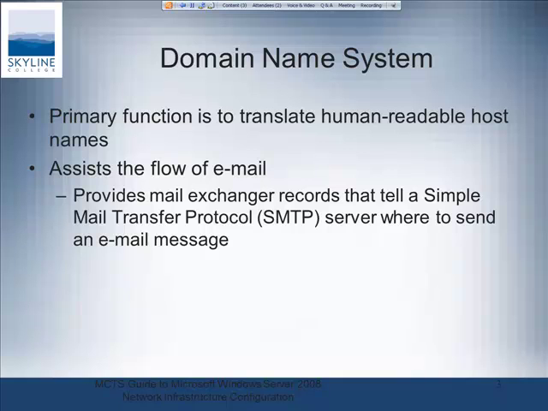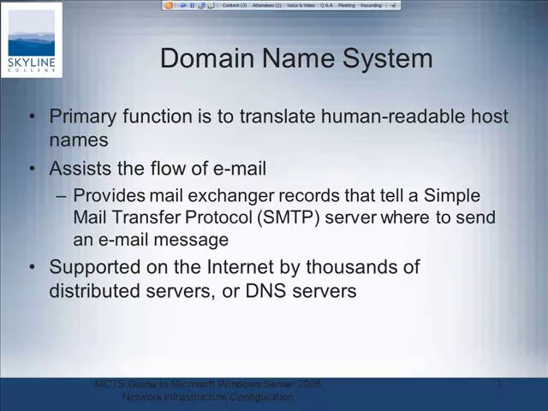Flow of email provides mail exchanger records that tell the SMTP server where to send an email message. MX records, mail exchanger records, find the mail servers. Actually, they find the domains. And then you find an A record to actually send it to the email server. Email requires two records, an MX record and an A record. An A record being the one that has the IP address name relationship.